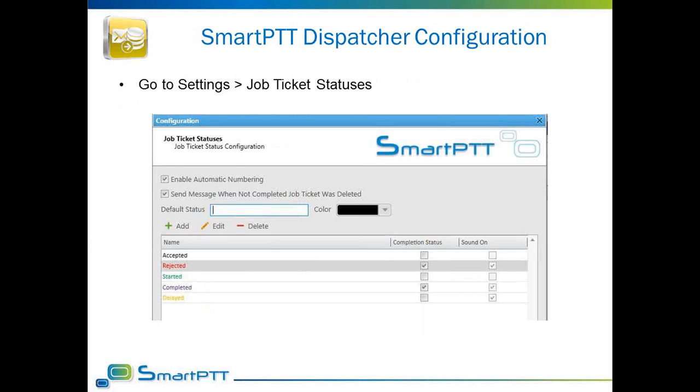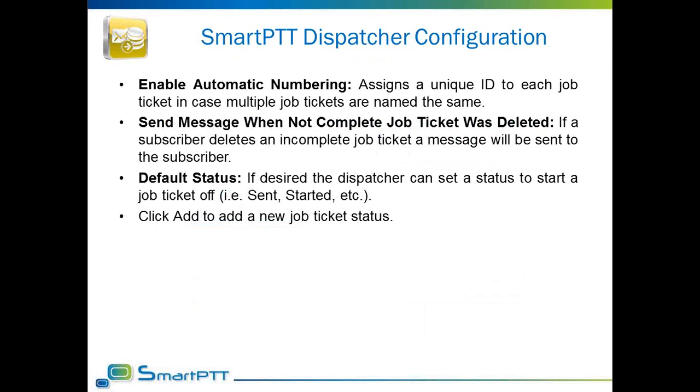For the dispatcher, you can go to Settings and Job Ticket Statuses, and this is going to enable you to set up the job ticketing function in the dispatcher console. You have this enable automatic numbering, send message when not complete, completed job ticket was deleted, default status, colors, and then your various states, and I'll go over each of those now. The enable automatic numbering enables you to assign a unique number ID to each job ticket in case multiple job tickets of the same name are created.